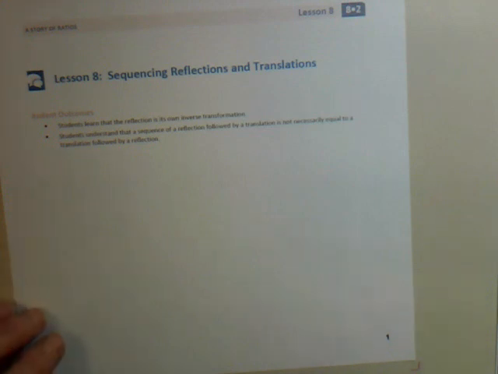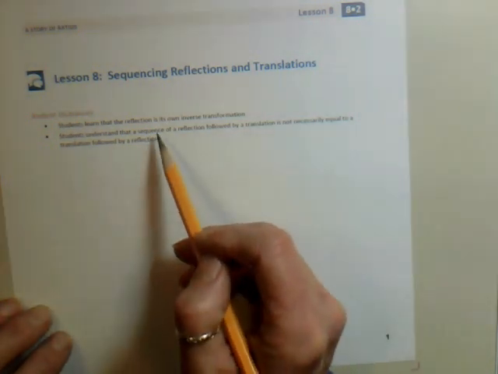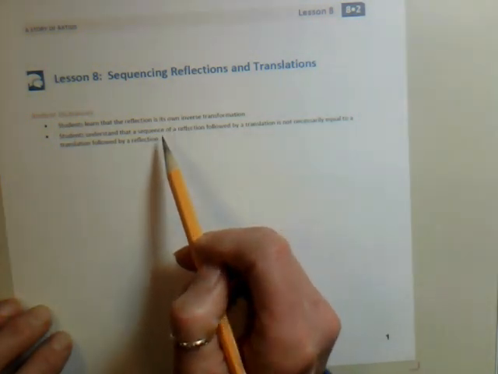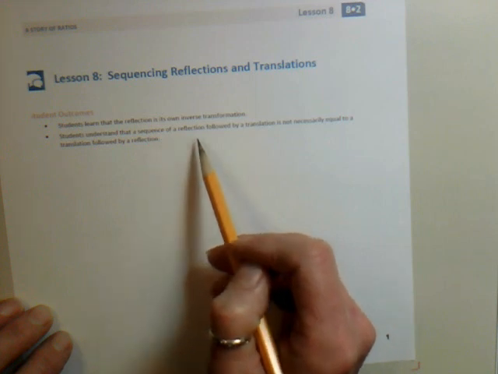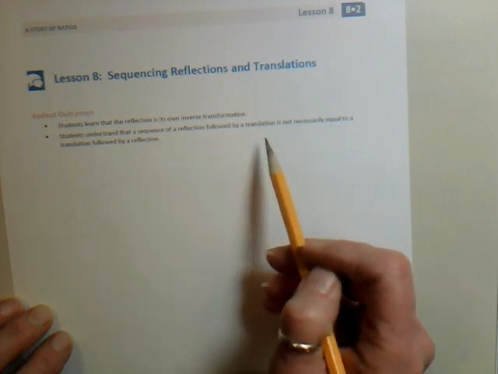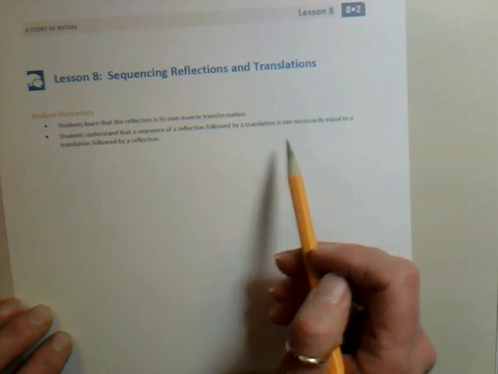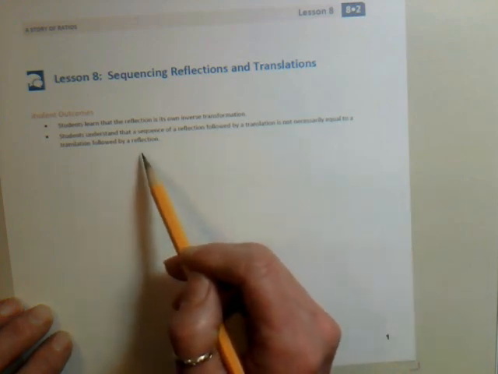Student outcomes for this lesson. Students learn that the reflection is its own inverse transformation. Students understand that a sequence of a reflection followed by a translation is not necessarily equal to a translation followed by a reflection.